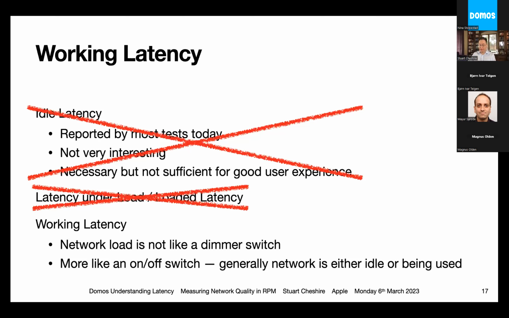So working latency is really crucial. And Dave talked earlier about networks with tens or hundreds of clients, and that's certainly interesting. But we're at the point now where we can't make a network work well for one client, never mind 100.